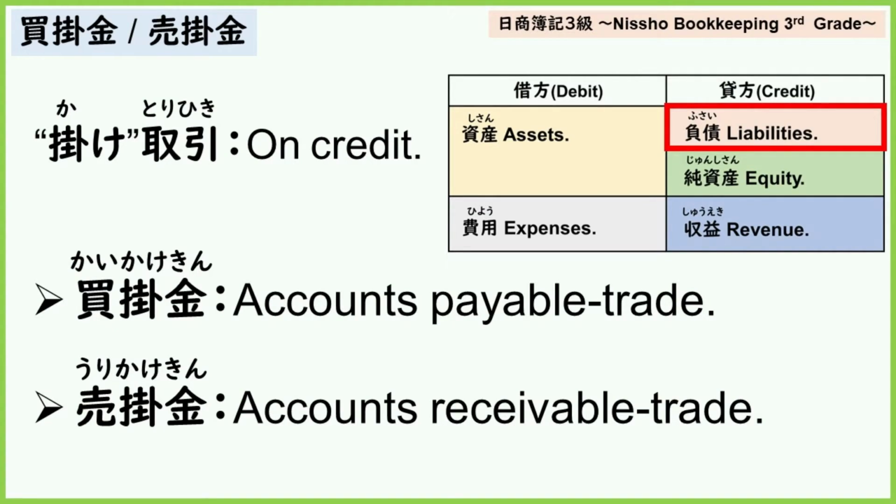Accounts payable trade is a liability. It represents the obligation to pay the cash later. Accounts receivable trade is an asset. It represents the right to receive the cash later. Credit transactions are common in accounting, so it's essential to understand this concept thoroughly. Let's start by looking at journal entries related to accounts payable trade.